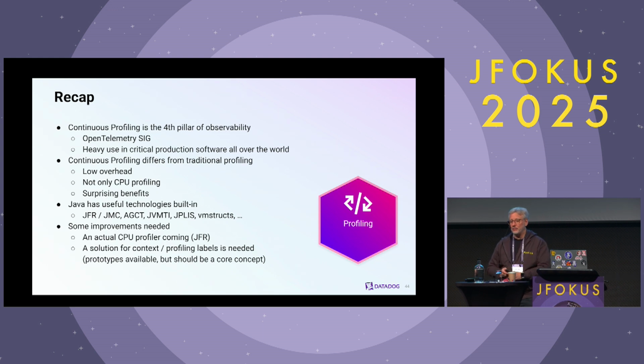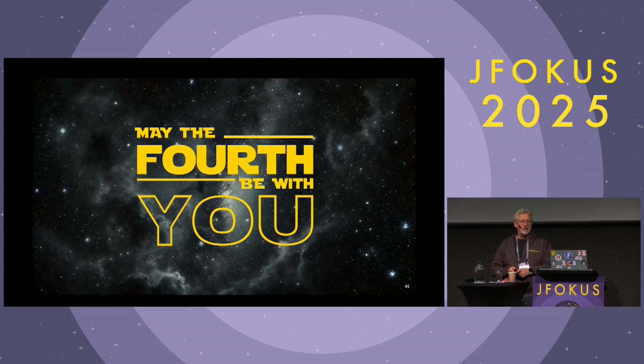And we need a solution for context, I think, preferably one that can work for the future for profilers that also want to do profiling from outside of the process. There are prototypes available. Come, ping me, send me an email, whatever, if you want to get links to those prototypes and try them out. This should be a core concept for observability in Java. And the next time you find yourself in trouble, in an escalation, I hope, may the fourth be with you.